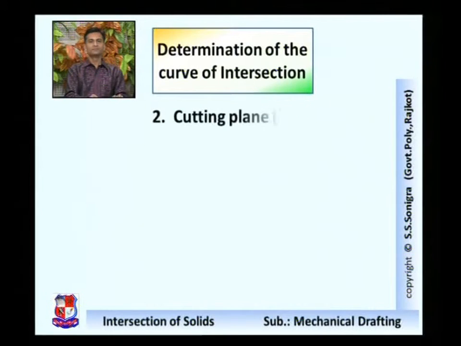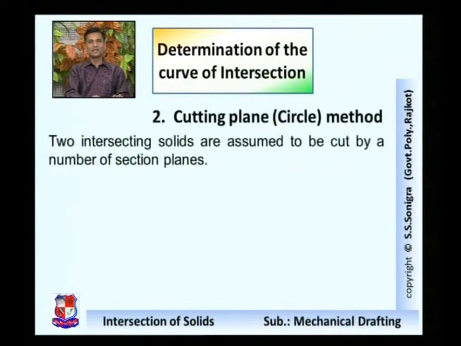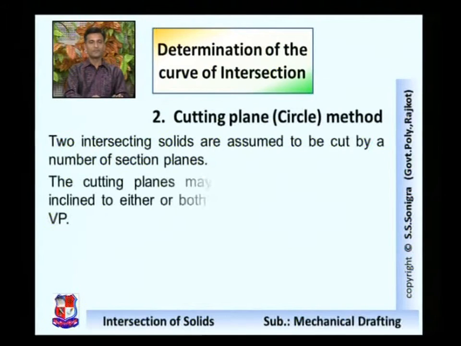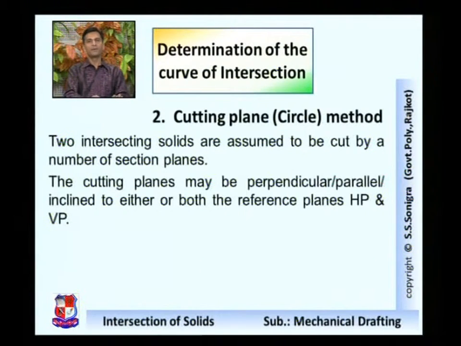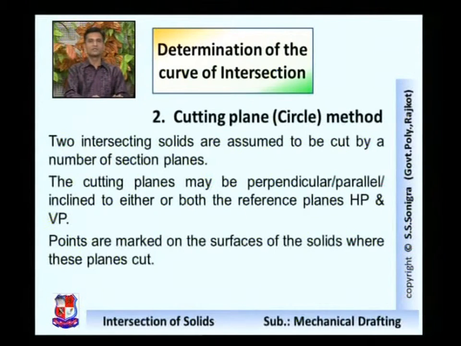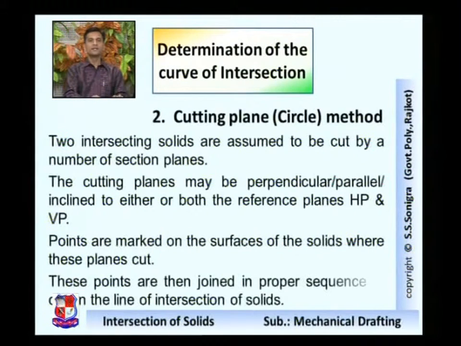In the second method, that is called the cutting plane or circle method, two intersecting solids are assumed to be cut by a number of section planes. The cutting planes may be perpendicular or parallel or inclined to either or both of the reference planes HP and VP. Points are marked on the surfaces of the solids where these planes cut, and these points are then joined in proper sequence to obtain the line of intersection of the solids, or the curve of intersection.